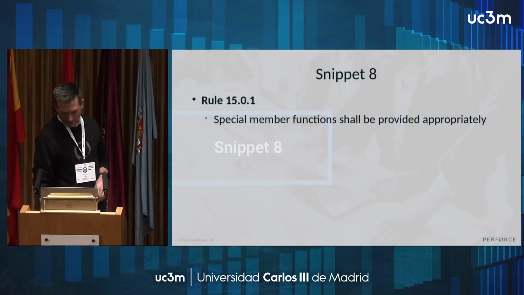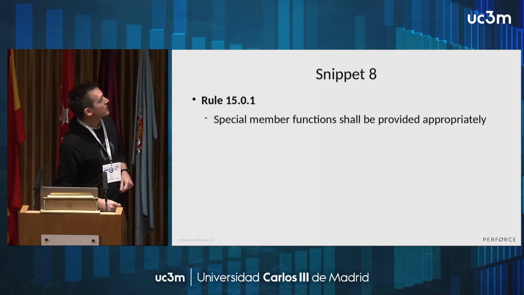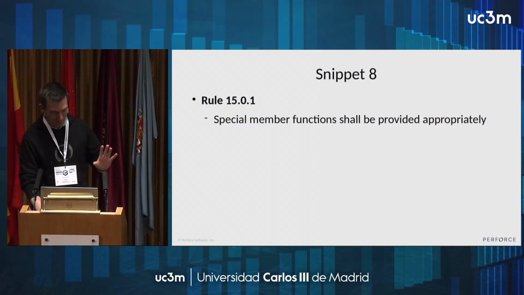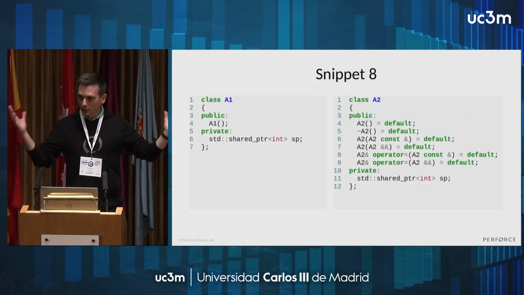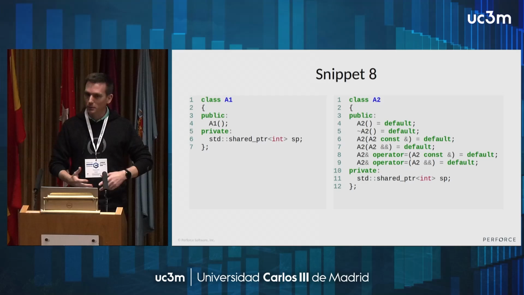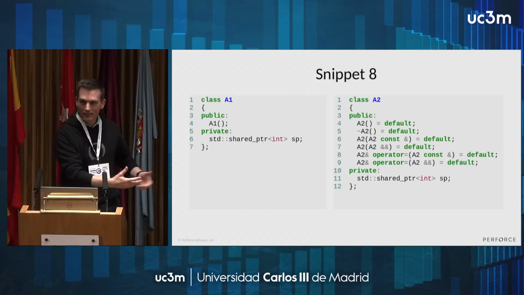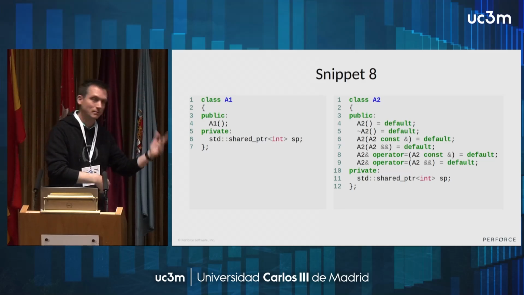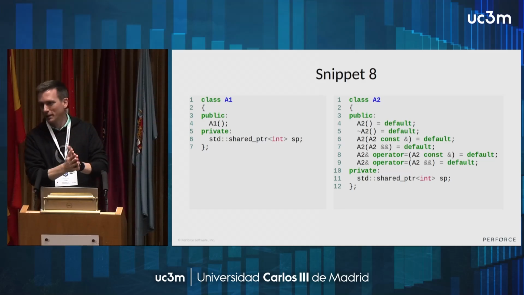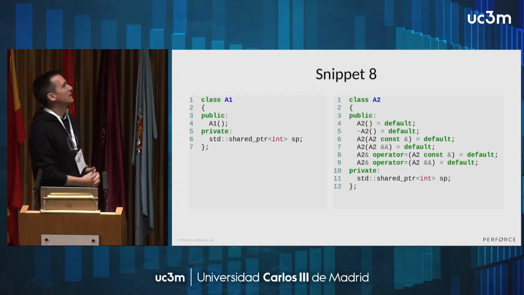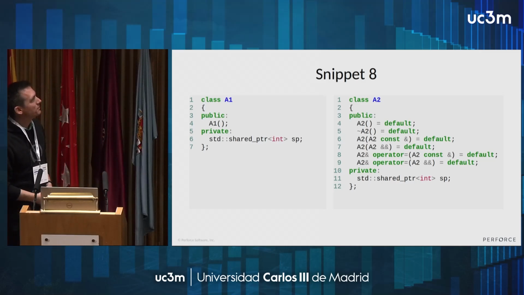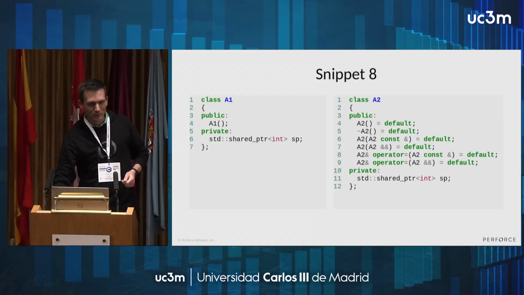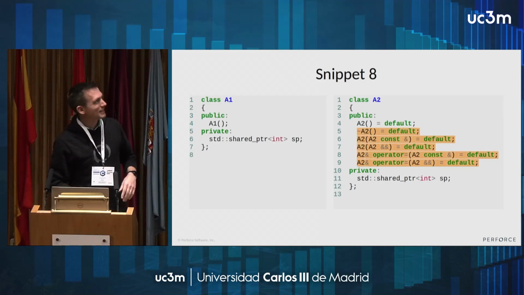Okay. Snippet 8. All right. Special member functions shall be provided appropriately. Now this one is going to be slightly different. So we've got 2 classes, class A1 and A2. Basically, are they both compliant? Is A1 non-compliant and A2 compliant? Is A1 the other way around? And then finally, are they both non-compliant?